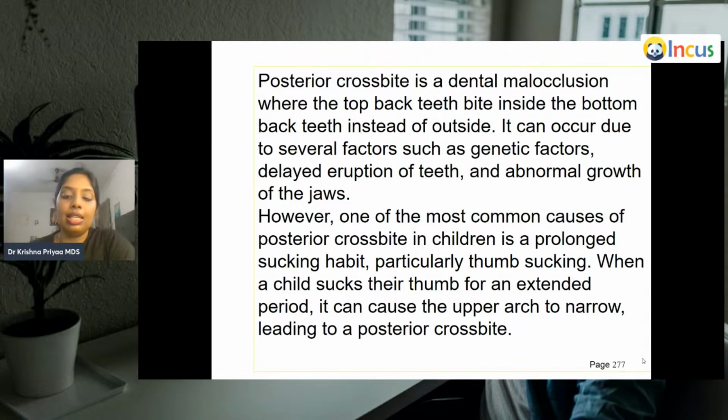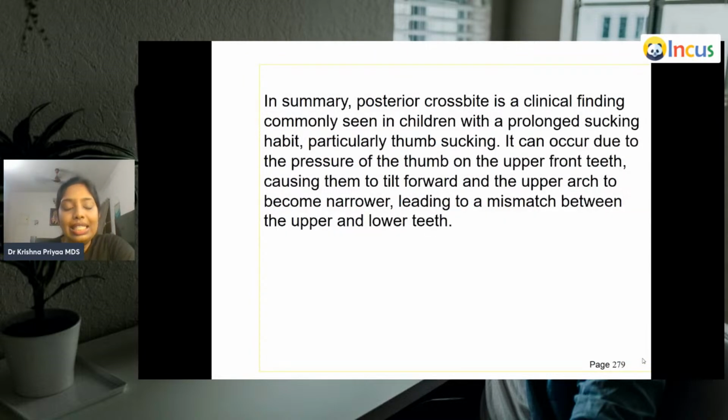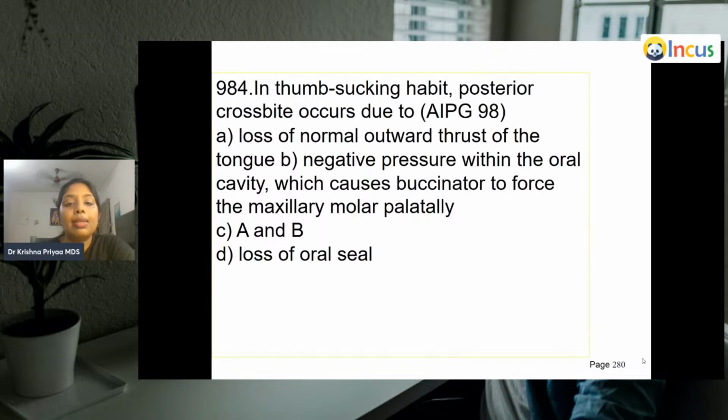One of the most common causes is prolonged sucking habit, particularly thumb sucking. Why does this happen? Because, as we have already seen, constriction of maxilla happens, because of which the maxilla is constricted and coming in, and the mandible is outside, thereby posterior crossbite occurs. So it is a clinical finding generally in children with prolonged sucking, particularly thumb sucking. In thumb sucking habit, posterior crossbite occurs due to: A, loss of normal outward thrust of the tongue; B, negative pressure within the oral cavity which causes the buccinator to force the maxilla and molar palatally; C, both A and B. So posterior crossbite occurs only in prolonged thumb sucking, a long duration of the particular habit.